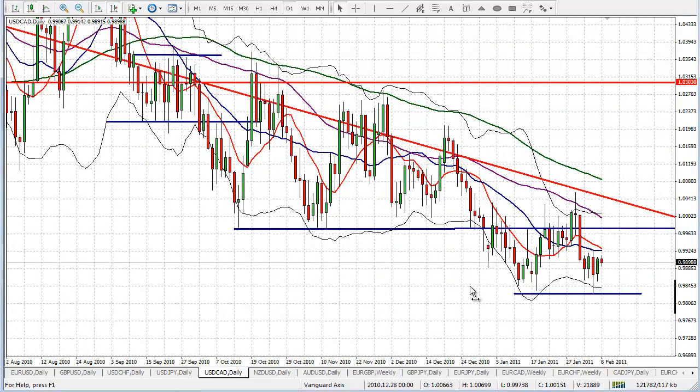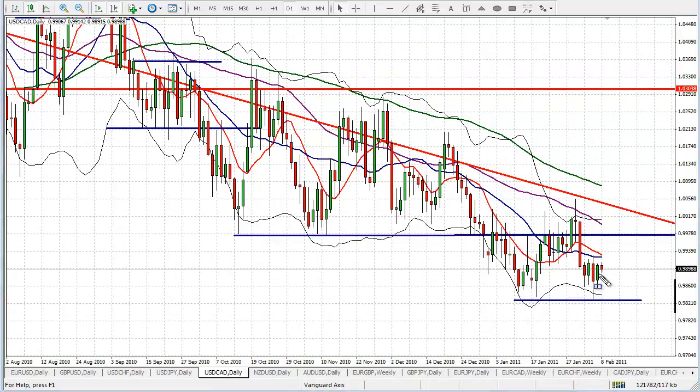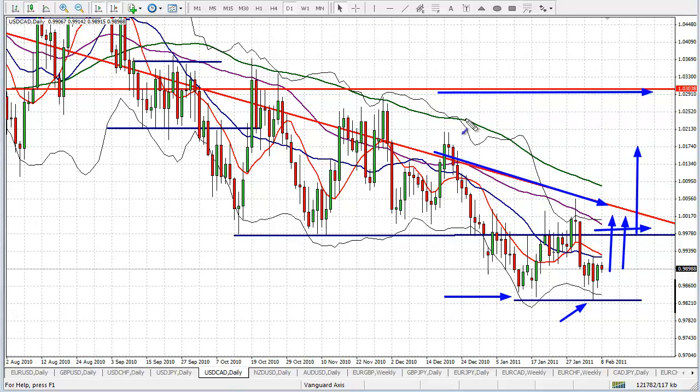Dollar CAD trading at 98.98. We are looking for continuation higher, back up to this parity level, towards this downward sloping trend line. Pretty good support at that 98.20 level. Stops will be just below that figure at 98.20. Once again we're looking for a move higher, and then we're going to be looking for consolidation before a potential move back up to the 103 level.